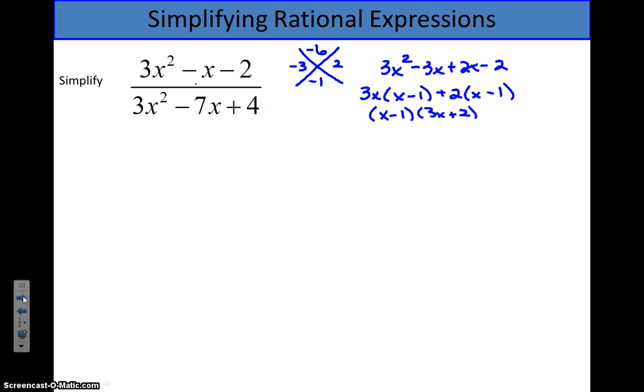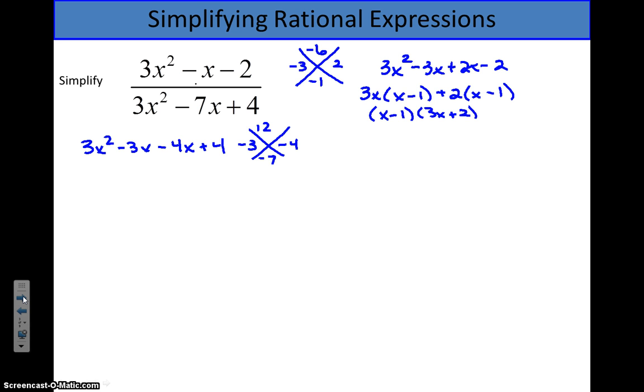In our denominator, we do a similar thing for that. So 3 times 4 gives me 12. I'm looking to add up to be negative 7. So we would have negative 3 and negative 4 as our two numbers. So we have 3x squared minus 3x minus 4x plus 4.